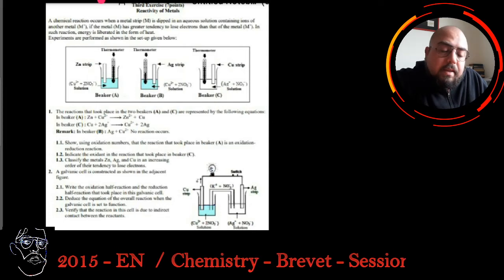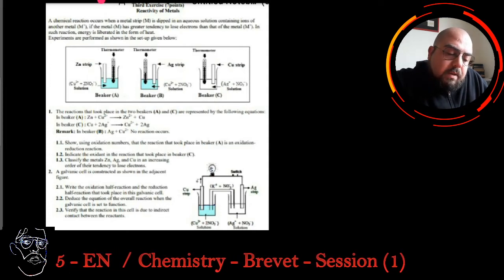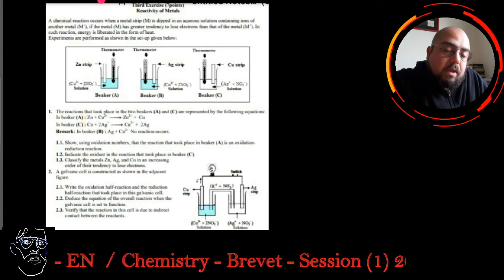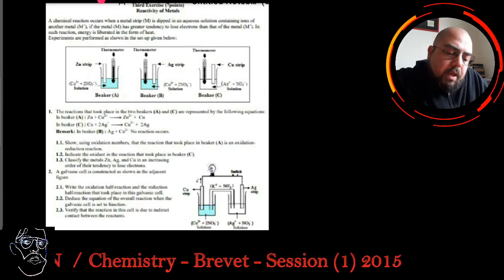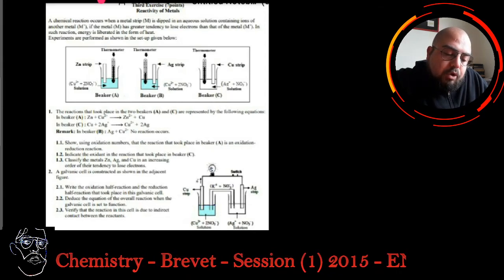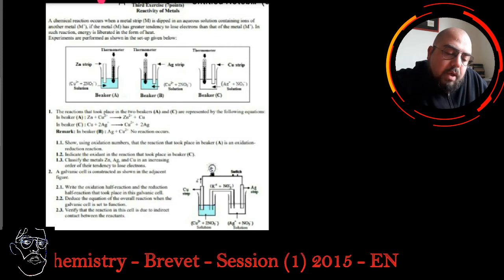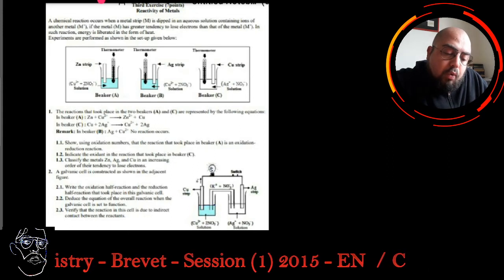In beaker A, Zn plus Cu2+ gives you Zn2+ plus Cu. In beaker C, Cu plus 2Ag+ gives you Cu2+ plus 2Ag. Remark, in beaker B, Ag plus Cu2+, no reaction occurs. Show using oxidation numbers that the reaction that took place in beaker A is an oxidation-reduction reaction.